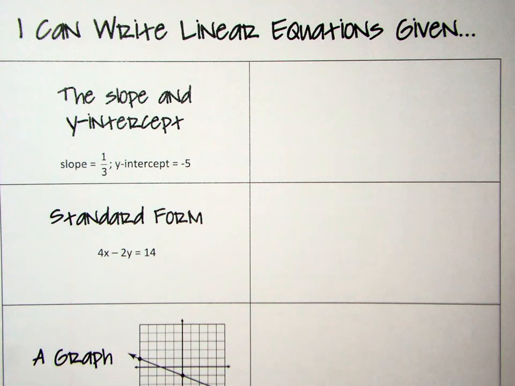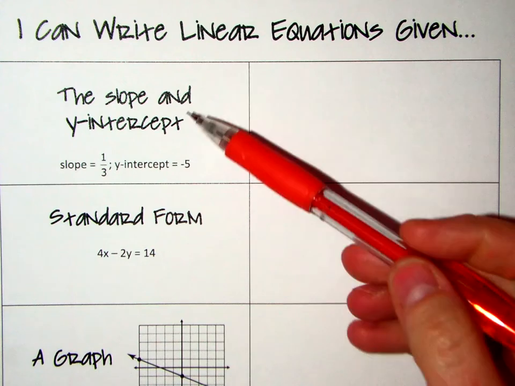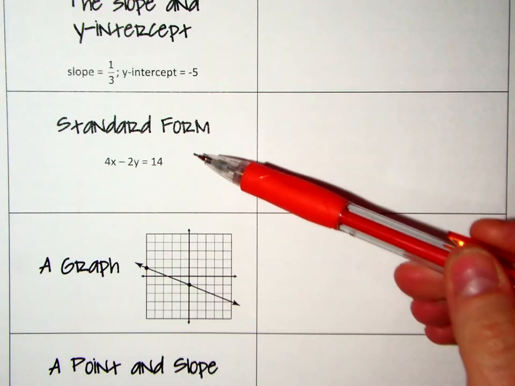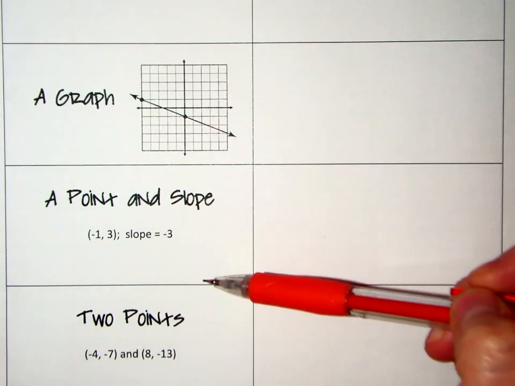This video is about writing linear equations given slope-intercept and y-intercept, standard form, a graph, a point and slope, and 2 points. This is review from Algebra 1.